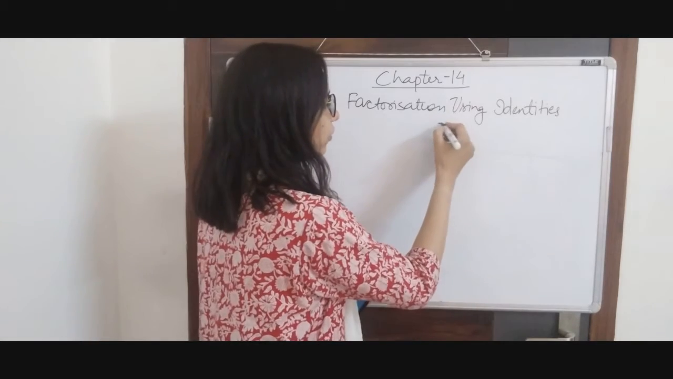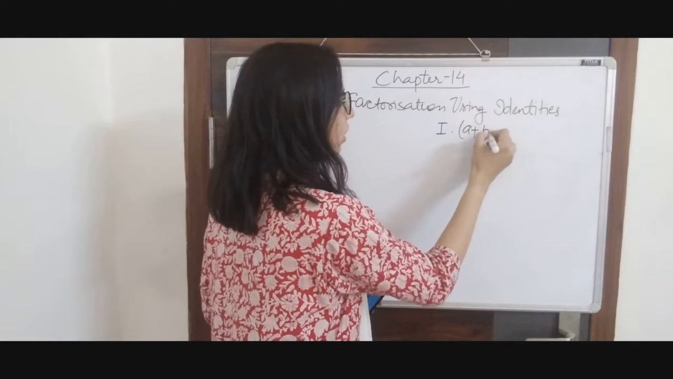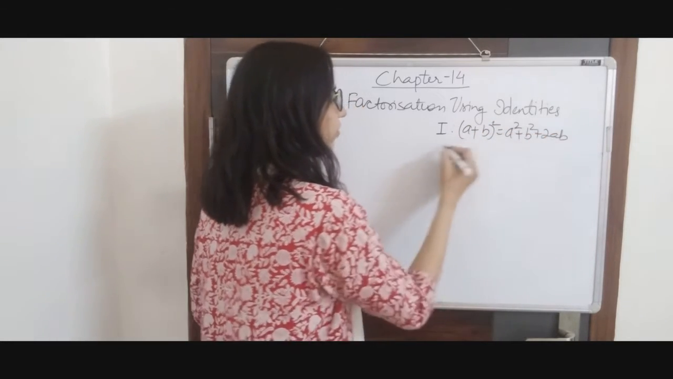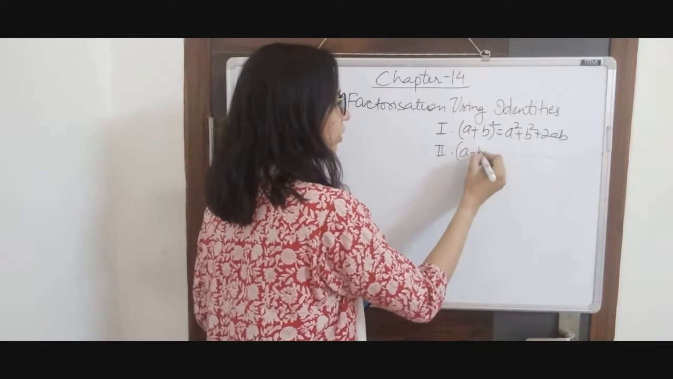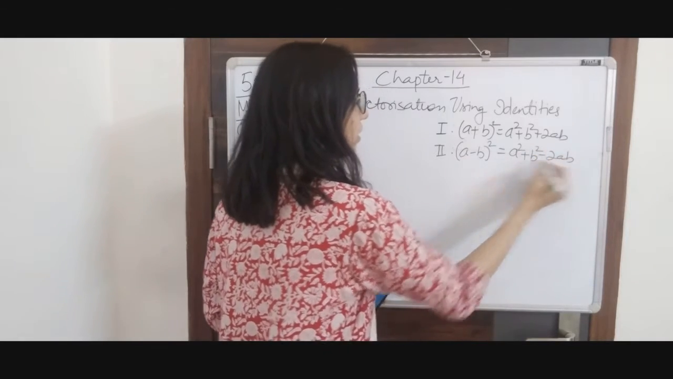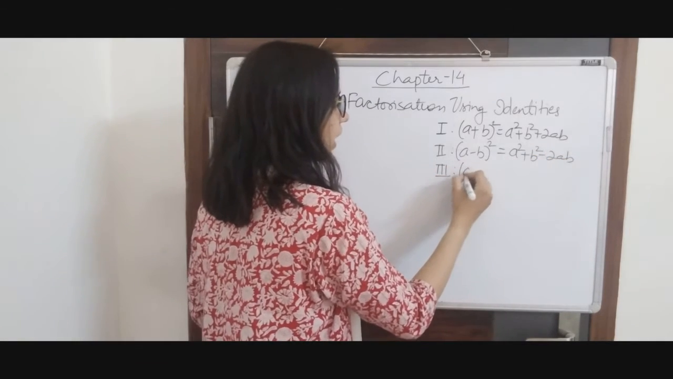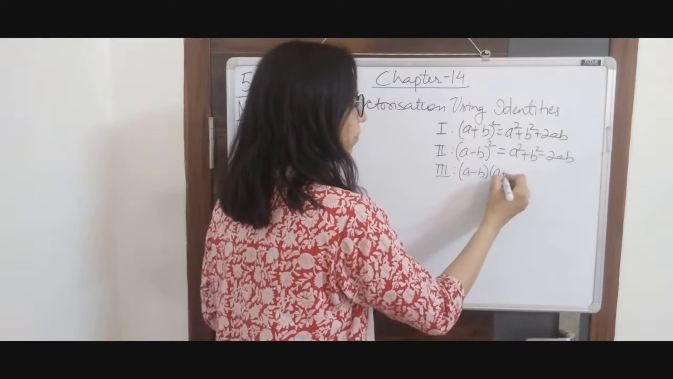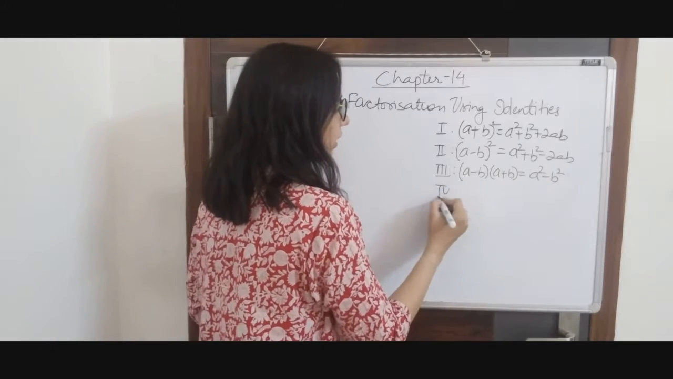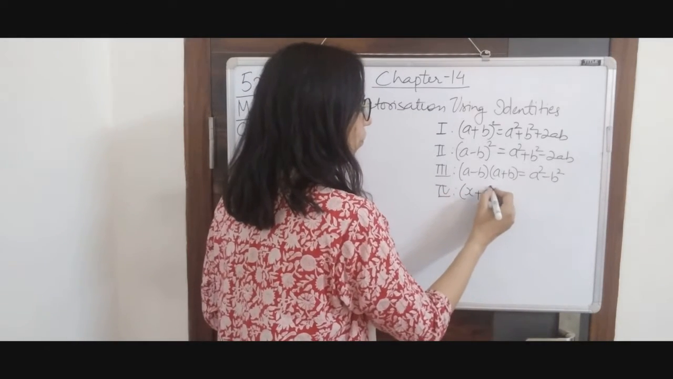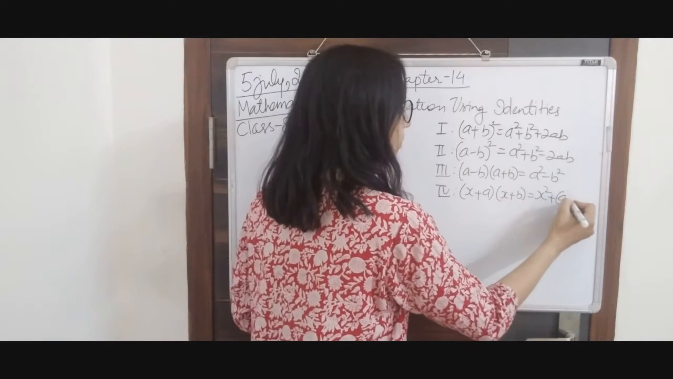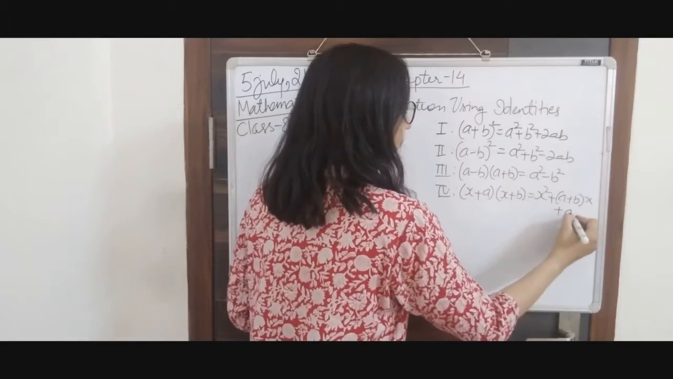I am going to write the identities first. First one was (a plus b) whole square, which is a square plus b square plus 2ab. Second was (a minus b) whole square, which is equal to a square plus b square minus 2ab. Third is (a minus b) whole into (a plus b) whole is equal to a square minus b square. And the fourth one is (x plus a) whole multiplied with (x plus b) whole is equal to x square plus (a plus b)x plus ab.